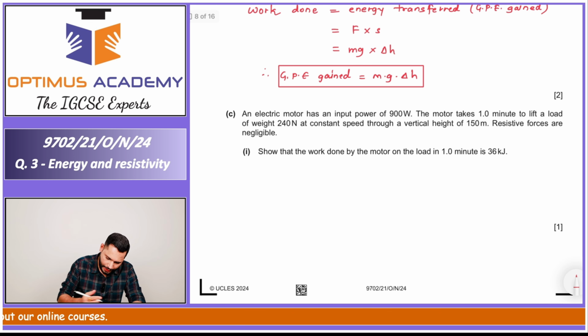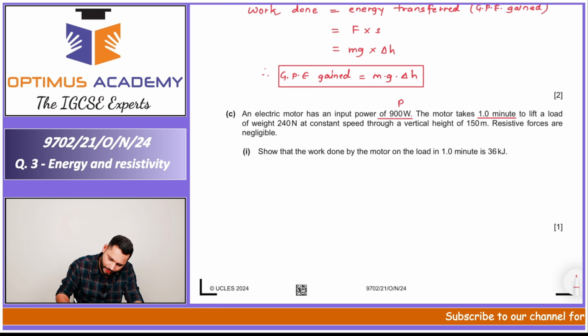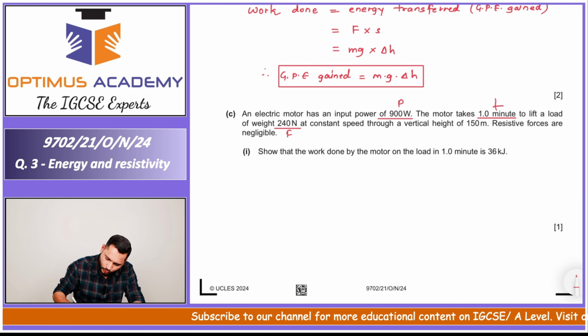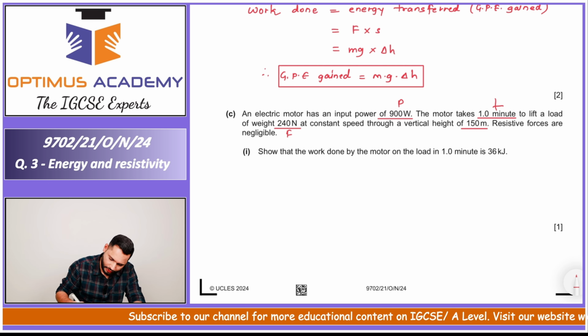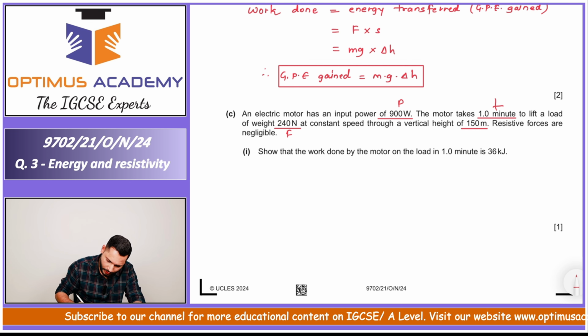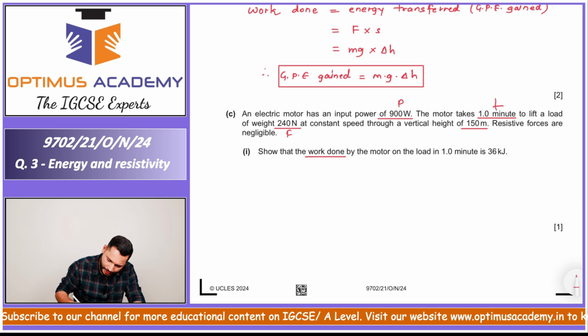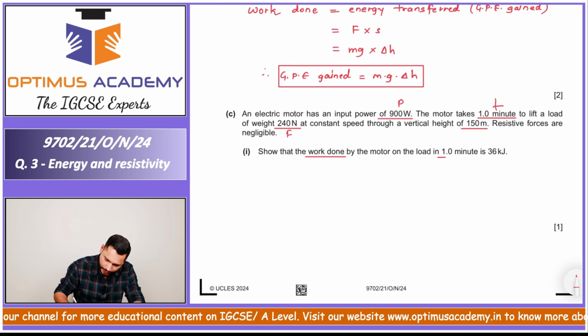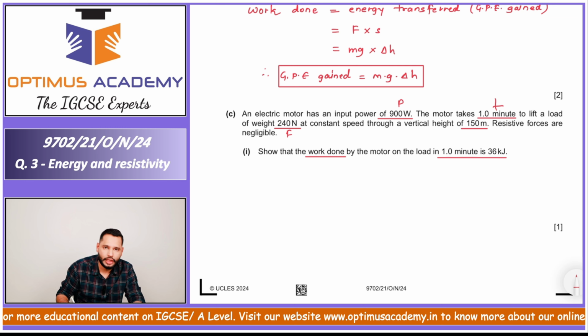Next question. An electric motor has an input power of 900 watt. We are given with power here. The motor takes 1 minute, that is time, to lift a load of weight 240 Newton force and at constant speed through a vertical height of 150 meter. Resistive forces are negligible. Show that work done by the motor on the load in 1 minute is 36 kilojoule.